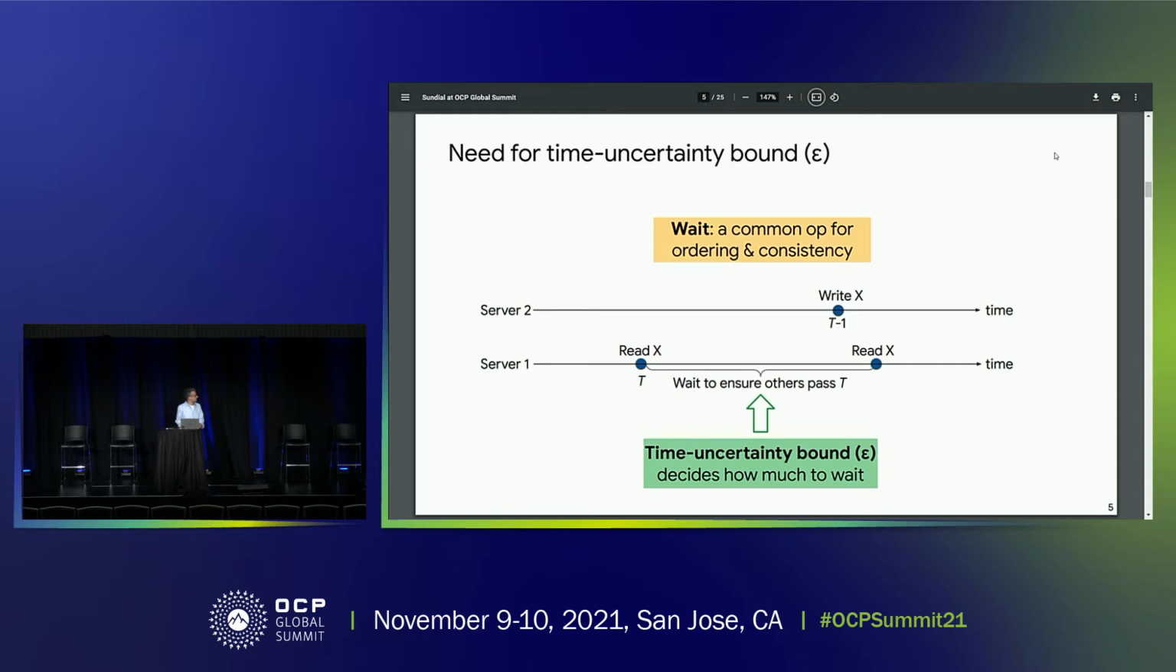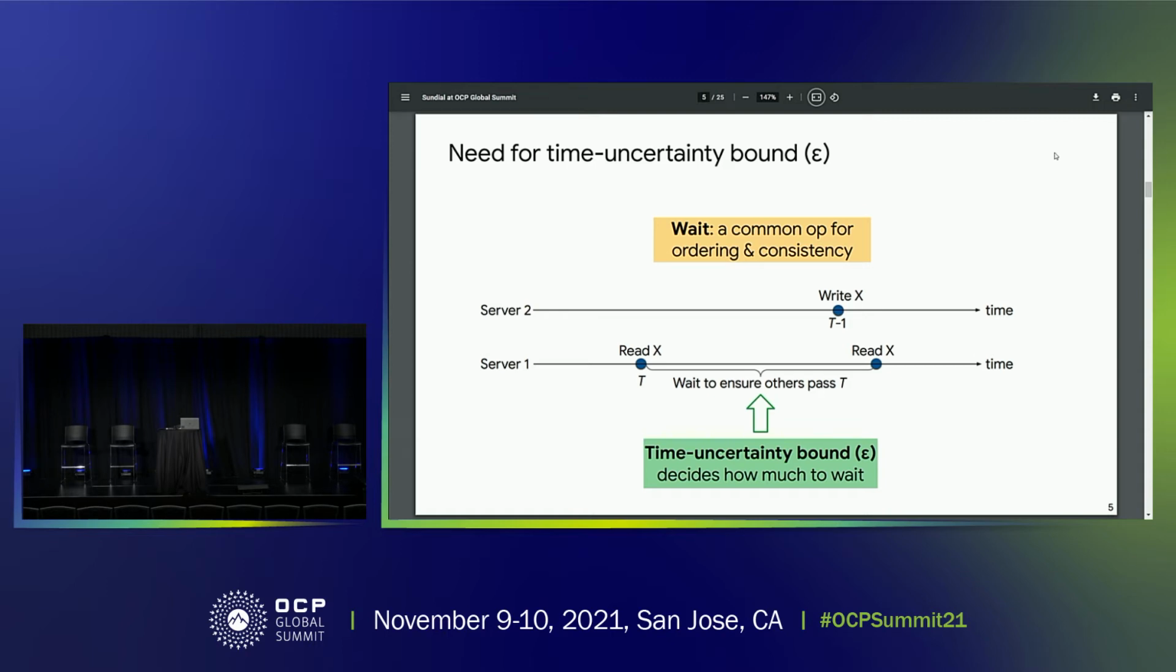To understand the importance of this guarantee or time uncertainty bound, also known as epsilon, let me walk through a simple example. Wait is a common operation that is used for ordering purposes in distributed databases. And let's say server 1 wants to read a shared variable x at timestamp t. And in parallel, there is a write also happening on this shared variable x, but at timestamp t minus 1. Now, if the clocks between server 1 and server 2 are not closely synchronized, timestamp t minus 1 at server 2 may actually be later in time than timestamp t at server 1.